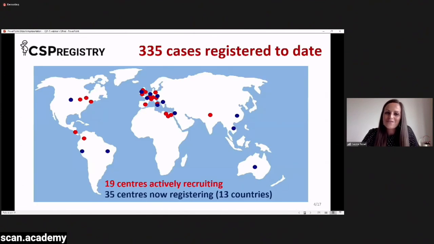So to date, we have 335 cases registered over a period of 1 year. And this is thanks to 19 centers that have already uploaded their cases into the registry. And you can see on this world map that the 19 centers are shown by the red dots. We now have 35 more centers that are currently onboarding. And these centers are from 13 different countries that you can see in blue on this world map. And so we are really optimistic that we could reach over 600 cases by the end of this year.